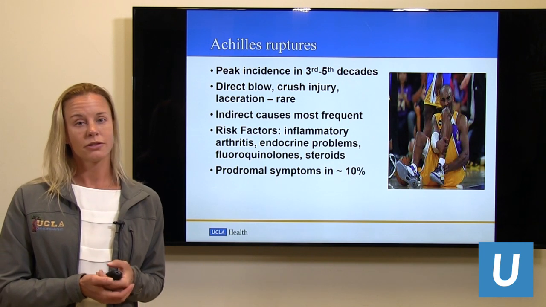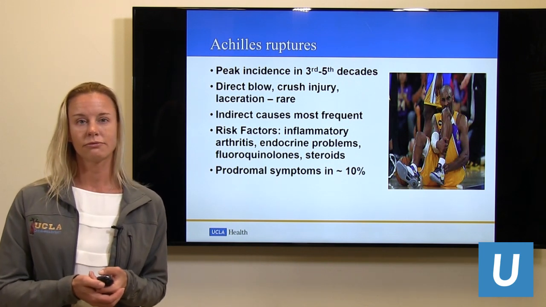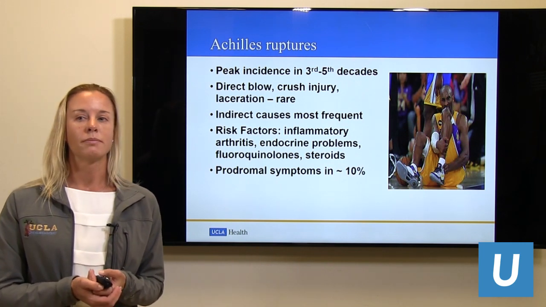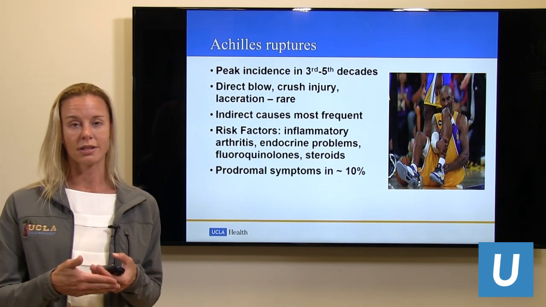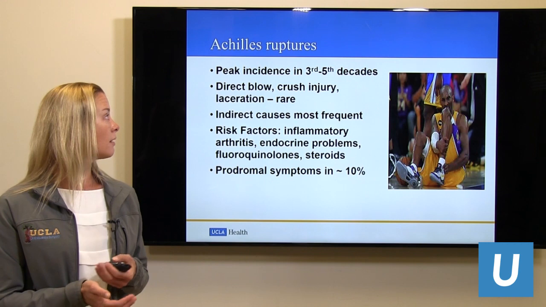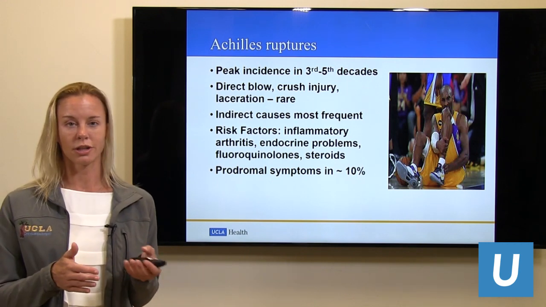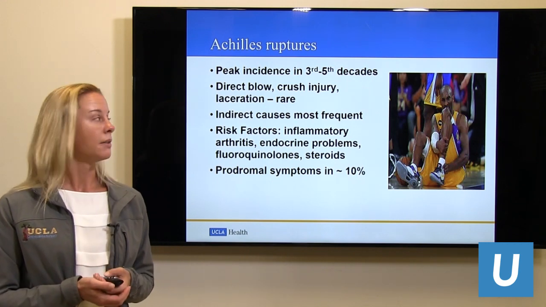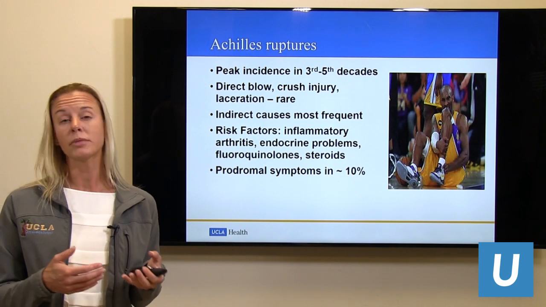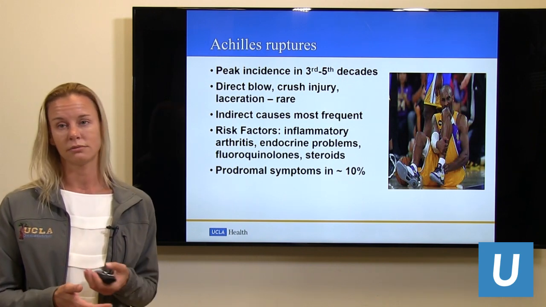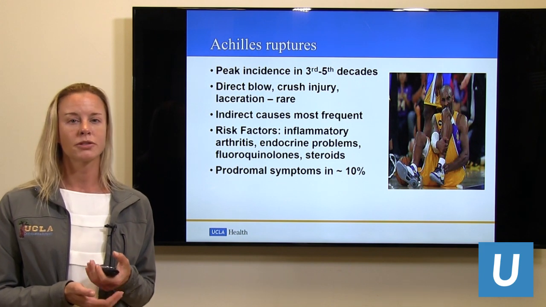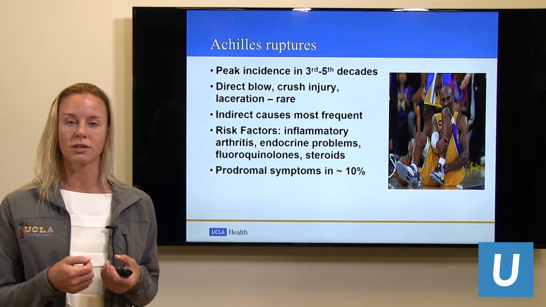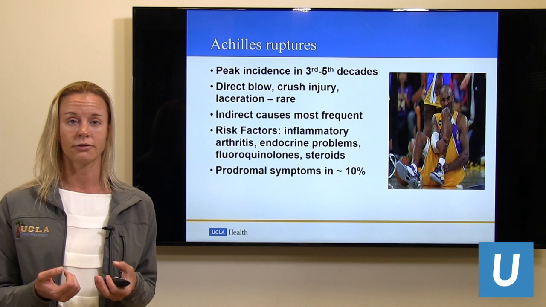Achilles ruptures are fairly common. They're different than tendonitis. This is where the tendon actually tears in half. We see it a lot in our 30s to 50s. Sometimes it can be caused if you get cut on the back of your leg from some accident or something like that. But most often it's a force on the tendon when you're trying to push off.